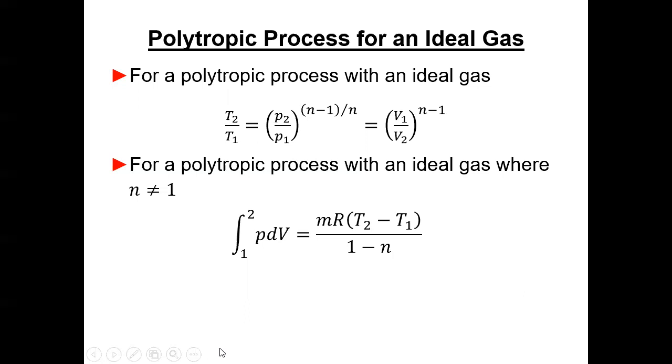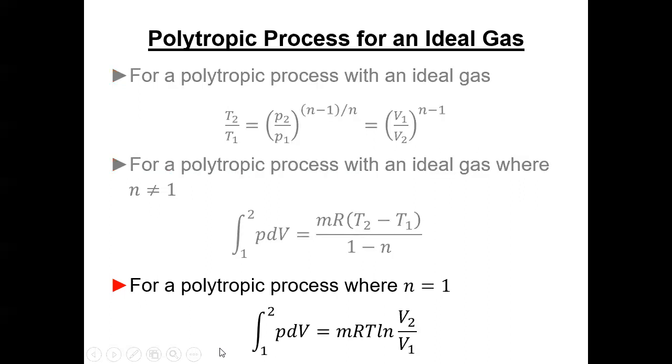For a polytropic process with an ideal gas where n is unequal to 1, we can get this relation. So MR, ideal gas, PV is equal to MRT, whatever, anyway. For a polytropic process, when n equals 1, that's constant temperature, I believe, we get this.